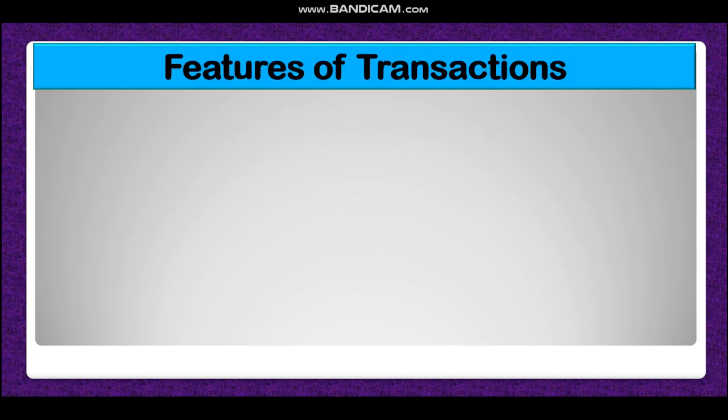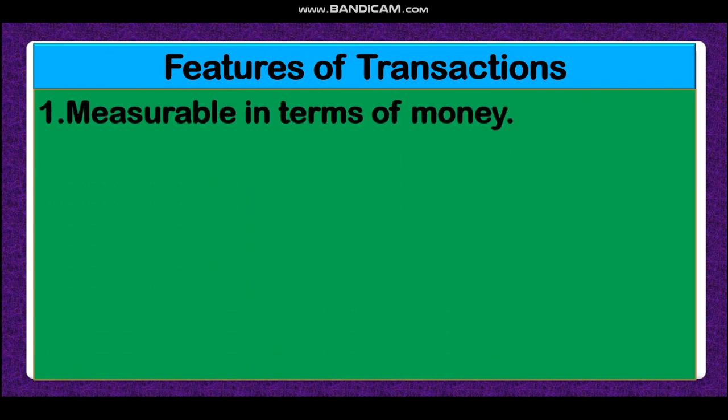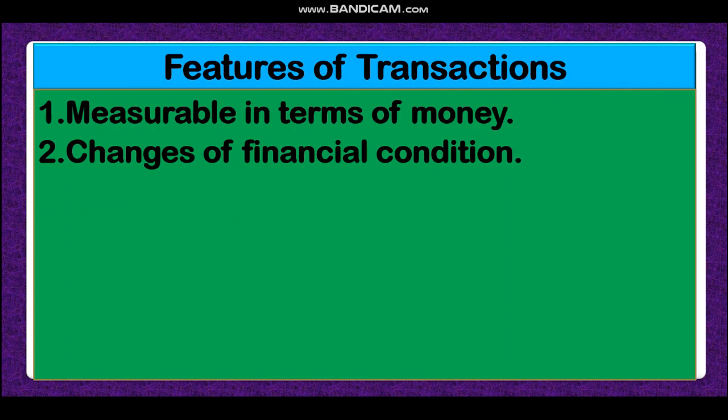Dear student, now the features of transaction, that means the characteristics by which we can say that something is a transaction. Number one, it is measurable in terms of money. If any event is measurable in terms of money, then it is a transaction. Second, changes in financial condition. If by any event the financial condition changes, then it is a transaction. Every transaction will change the financial condition of an organization.